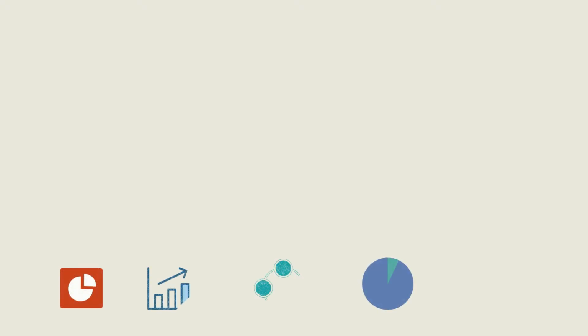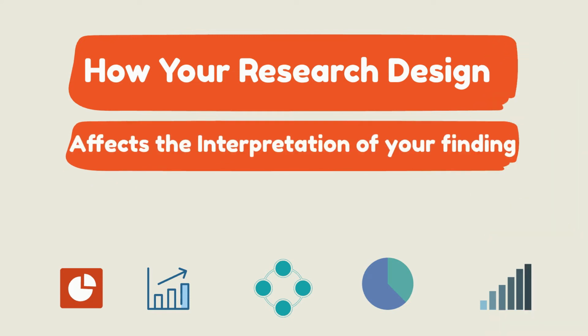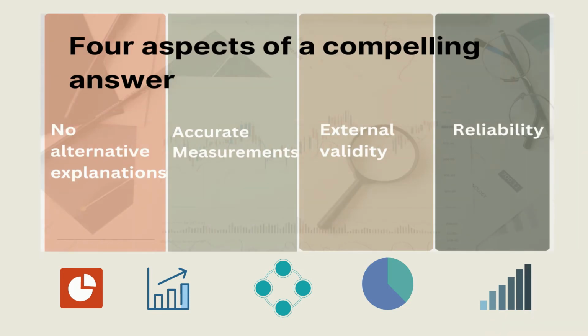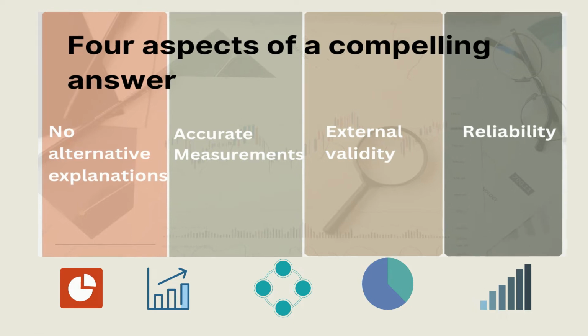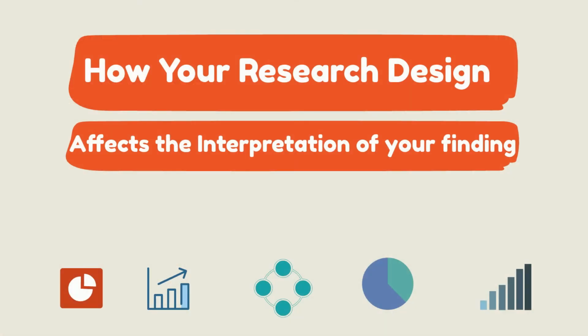So we talked a lot about how to formulate your research question. Now let's talk about how to design your research. And you probably remember that there are 4 aspects of a compelling answer to a research question, which are that there are no alternative explanations, accurate measurements, external validity, and reliability. And in this section, we're going to focus primarily on ruling out alternative explanations. We want to make sure that there's only one possible way to interpret our findings.